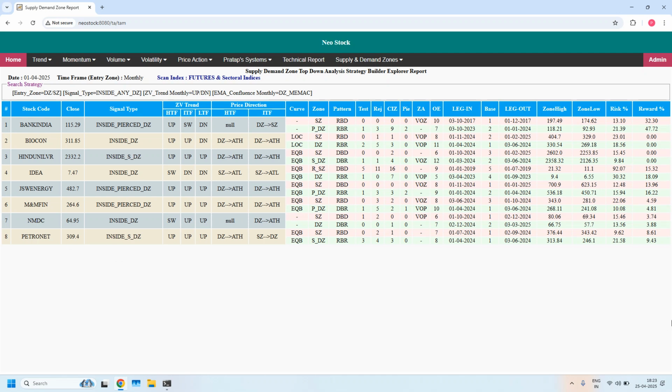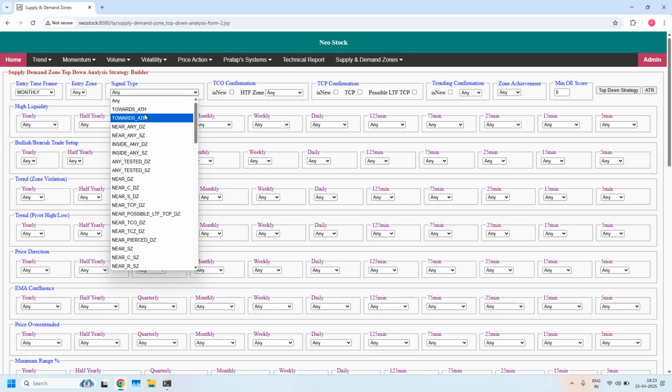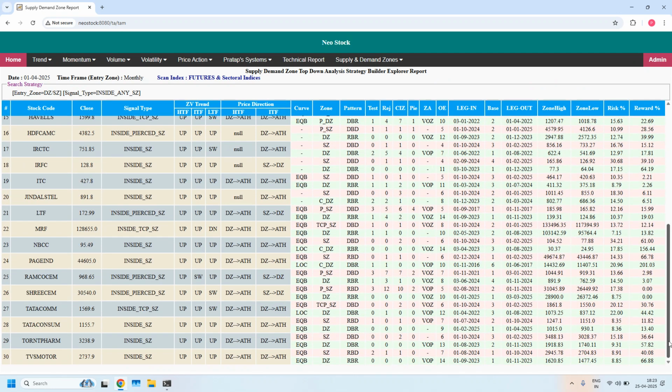So we got 8 stocks. Okay, next, monthly time frame. Price closed inside the monthly supply zone. First 15 stocks in the list. Scrolling the list down. So total 30 stocks are filtered.